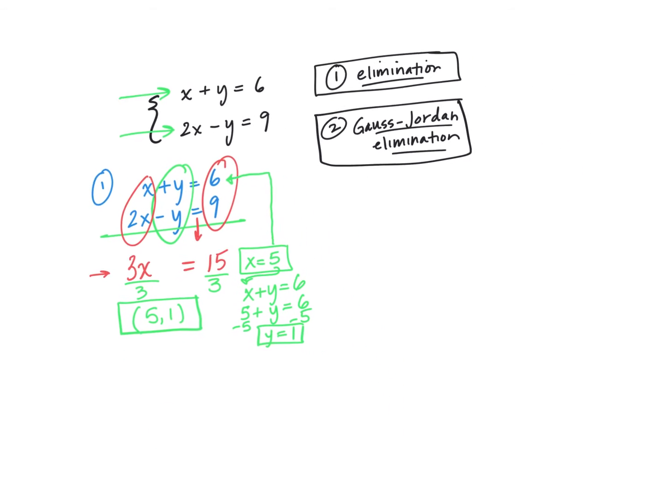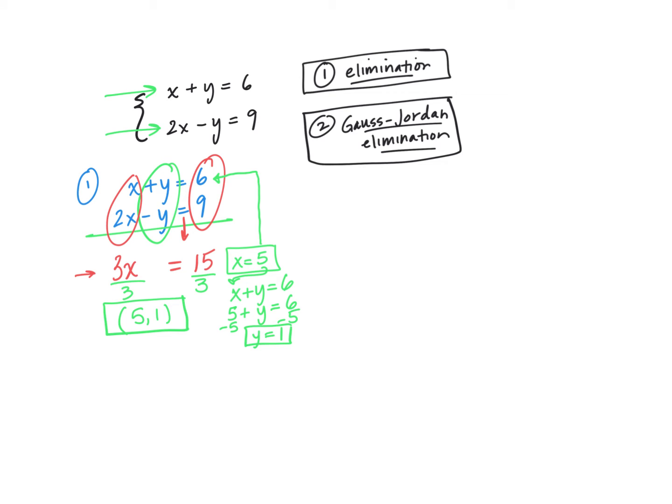All right, so the next thing that we want to do is use Gauss-Jordan elimination. So I'm going to start by rewriting this system as an augmented matrix. So our coefficients in front of the x and y are 1s, and in the bottom one it's a -1. So we'll have 1, 1. We draw our line, 6, 2, -1, 9.